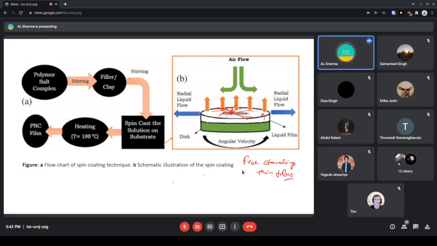Once you use it, then you can realize how much angular velocity I have to give there, and how much viscous liquid I have to put over the substrate. Those things you have to optimize yourself. Yes. Okay, okay, sir. Sir, one more thing.